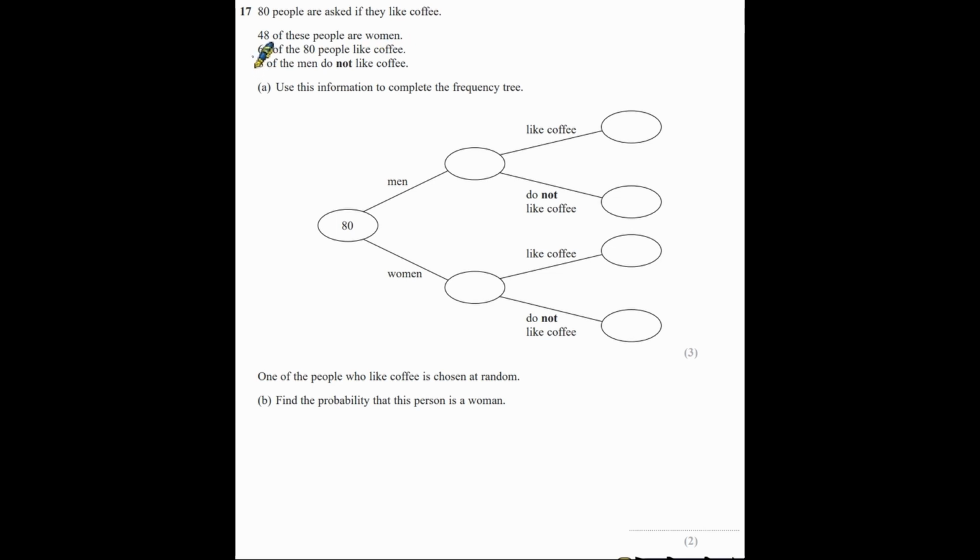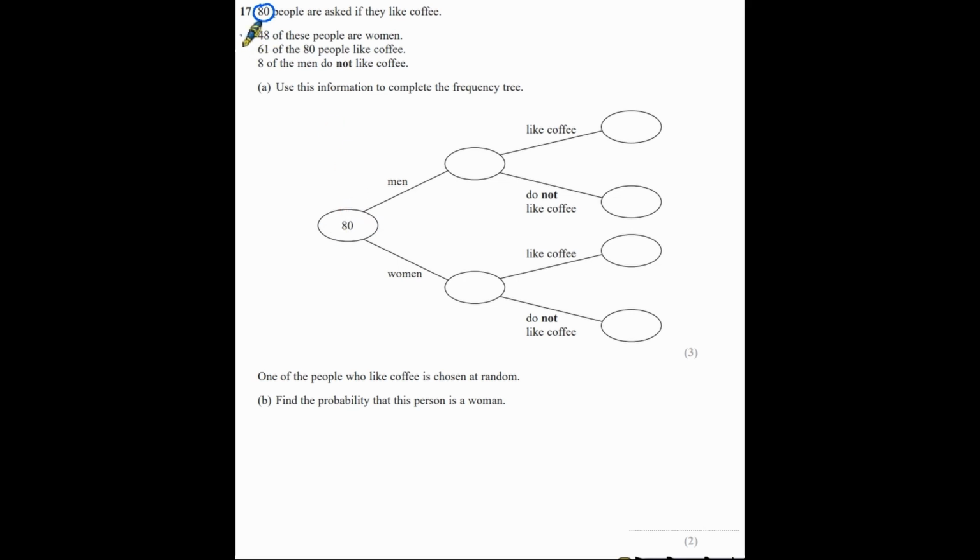We're also told that 61 of the 80 people like coffee, and 8 of the men do not like coffee. Use this information to complete the frequency tree. So we have to use these numbers to complete the circles in the tree. Let's have a look at what we know. 80 has already been filled in for us. It is the total number of people.